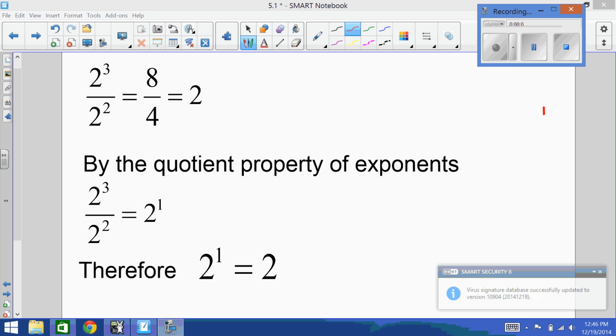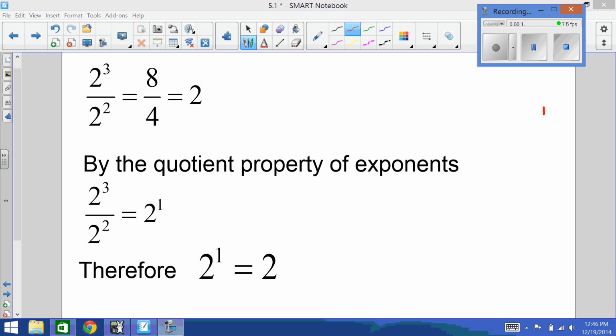In this video, we are going to be working with 0 and 1 as an exponent. All right, so if we look at this example, we've got 2 cubed, which is 8, divided by 2 squared, which is 4, and 8 divided by 4 is 2.